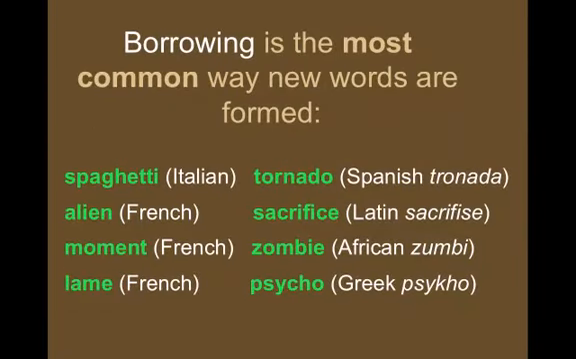Here are quite a few examples. Notice on the left-hand side, spaghetti, alien, moment, lame. The spelling for these words did not really change. On the right hand, I picked out some words where we did change the spelling. Tornado was from the Spanish word tronada. Look down, zombie and psycho, spelled differently, most likely pronounced differently as well.